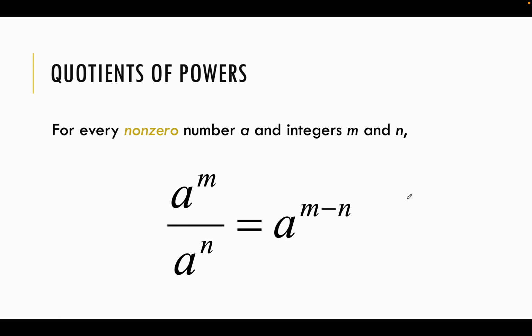That brings us to our quotient of powers rule. For every non-zero number a and integers m and n, a to the m divided by a to the n is equal to a to the m minus n. This is basically the inverse property of our original that we learned. A to the m times a to the n is a to the m plus n. So when multiplying, you add the powers. When dividing, you subtract them because they're canceling each other out.